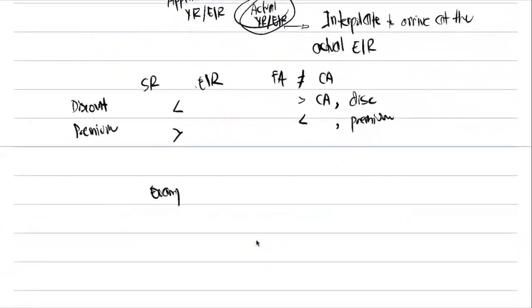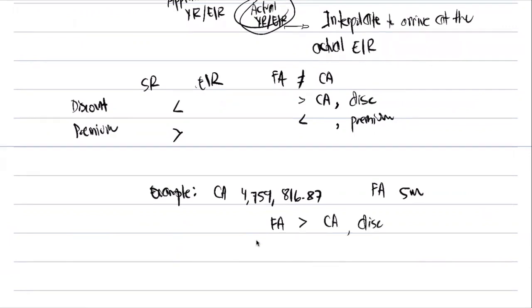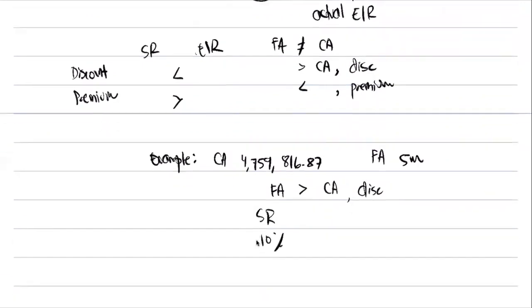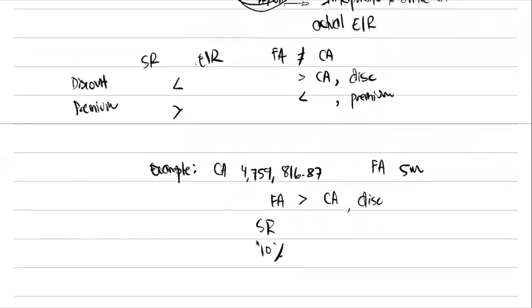In our example, our carrying amount is 4,759,816.87. That is our carrying amount. Now our face amount is 5 million. So our face amount is greater than your carrying amount. So we have a discount. So assuming our face amount bears a stated rate of 10%.